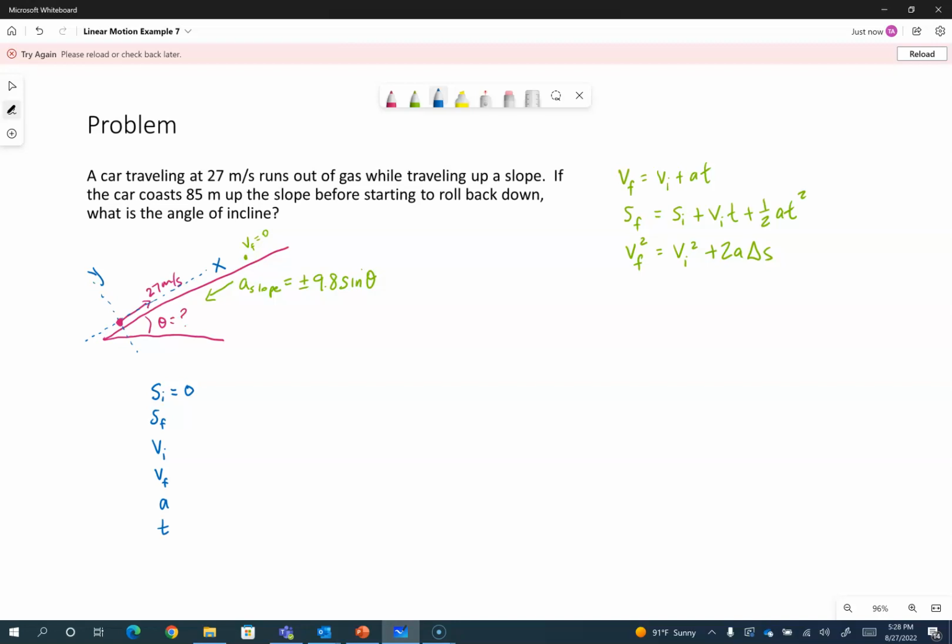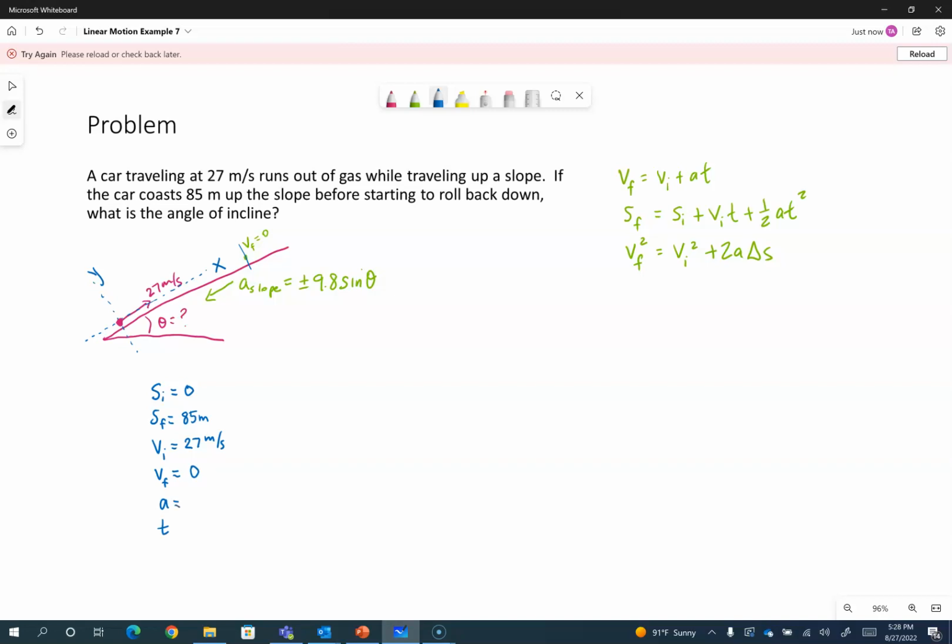The final position up here at the split second where the velocity goes to 0, and then we'll start rolling back down, the problem tells us that's 85 meters. The car coasts 85 meters up the slope before starting to roll back down. We know the initial velocity points up the slope, and it has a value of 27 meters per second. The final is going to be this moment in time right before it starts to roll back down.